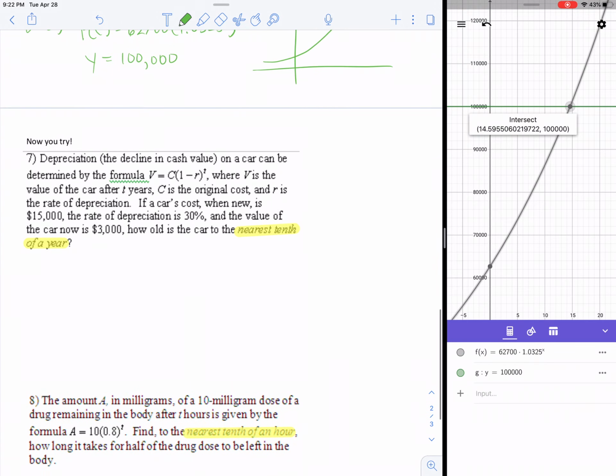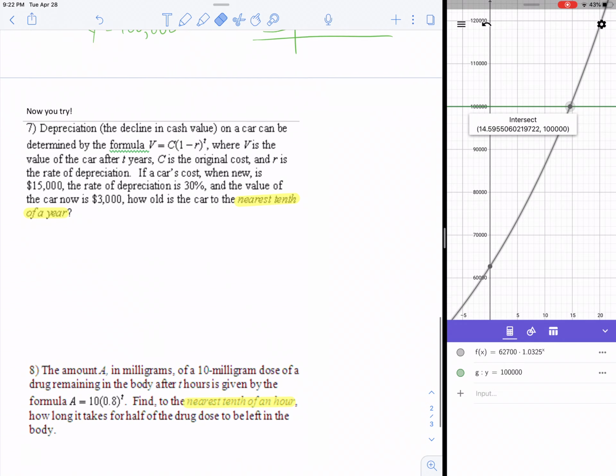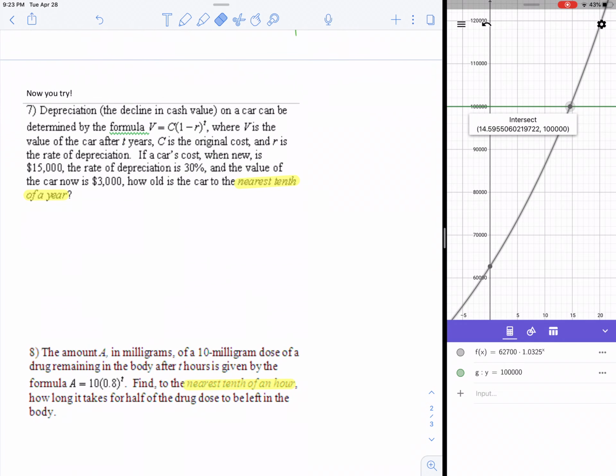For number 7, you're going to have to plug in the rate for R. So you're going to do 1 minus the 0.3. Also, you have to remember to put in the C, 15,000. For number 7, you have to figure out the function before you graph the two. Show me the point of intersection. And then for number 8, they give you the function. It's like all of those.